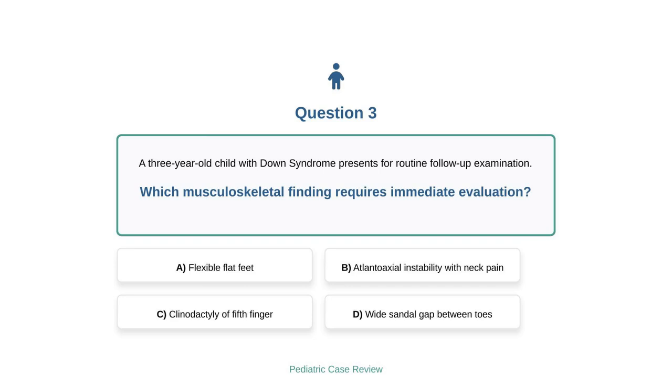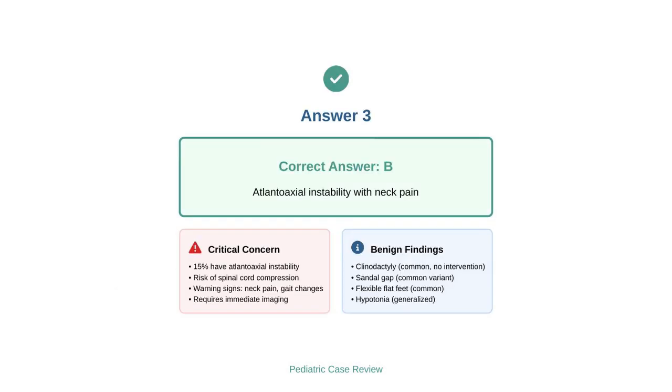A 3-year-old child with Down syndrome presents for routine follow-up examination. Which musculoskeletal finding requires immediate evaluation and potential imaging? Option A, flexible flat feet. Option B, atlantoaxial instability with neck pain. Option C, clinodactyly of fifth finger. Option D, wide sandal gap between first and second toes. The correct answer is B.